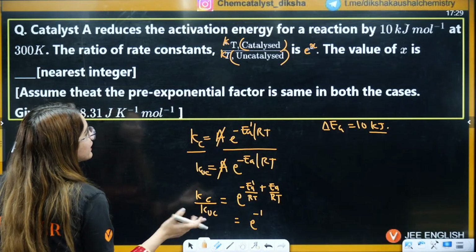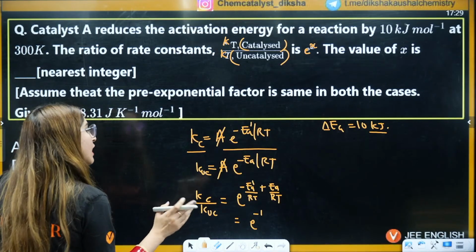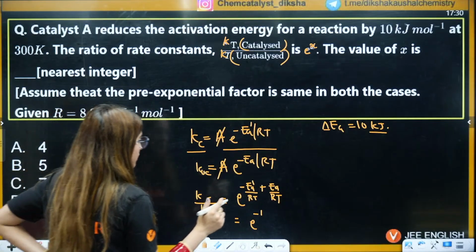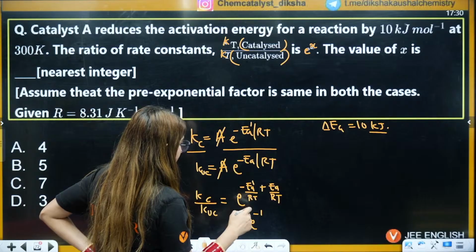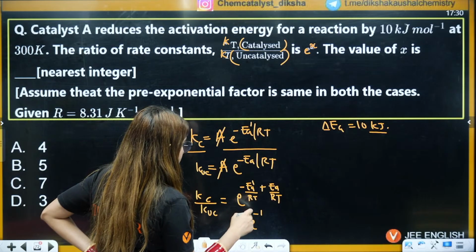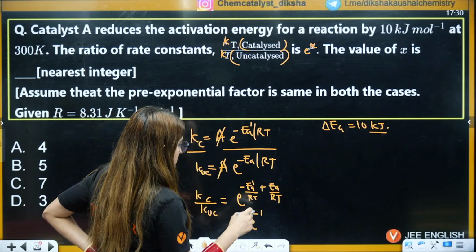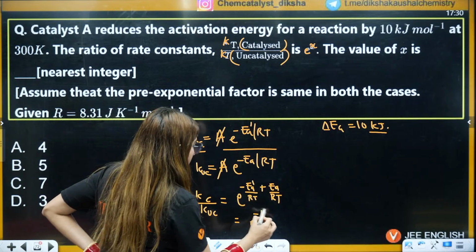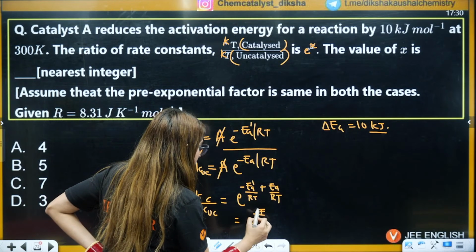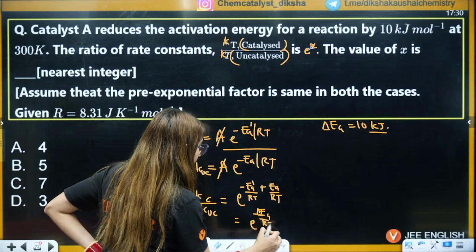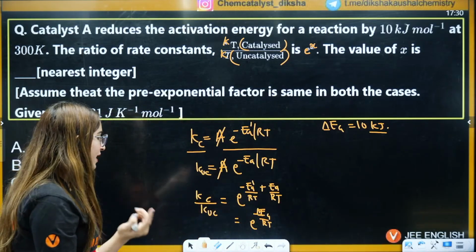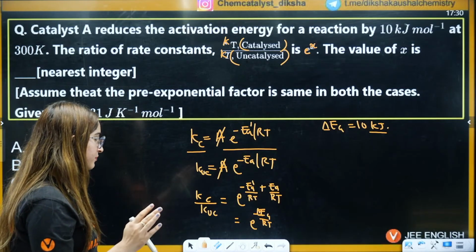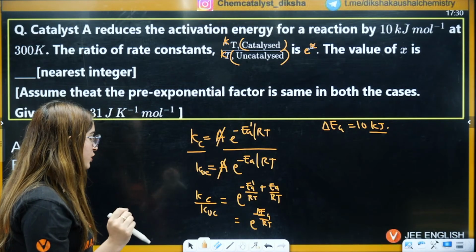R is given to be, T is given to be, right? R is also given, T is also given. So what I'll do here, this will be minus delta EA by RT. Delta EA is given to be 10, right? So minus 10 by RT, right? That is going to be the value.